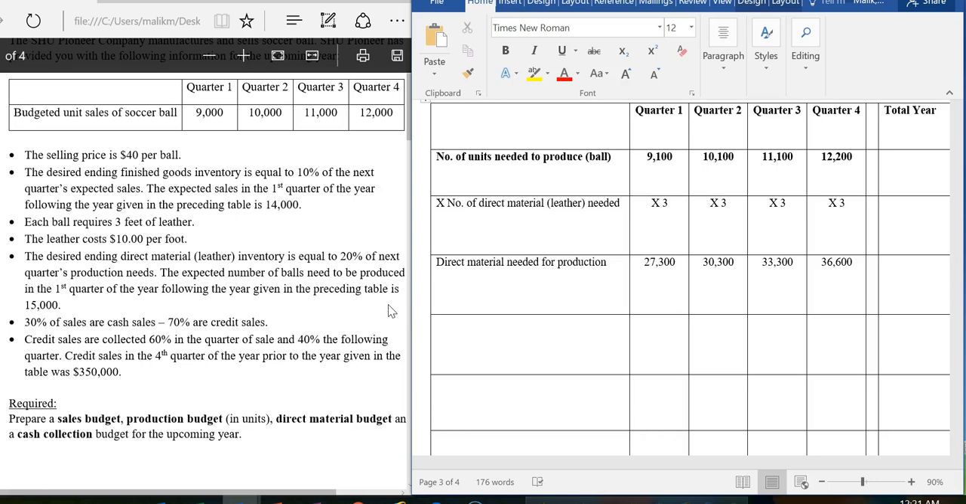So if we focus on quarter 1, then we have to check what is the next quarter. That means quarter two's production need. So when you are doing quarter 1, you will check quarter 2, and you see that quarter two's production need is 30,300, and according to this policy, 20% you will keep as desired ending inventory. So now I'm gonna add my desired ending inventory.